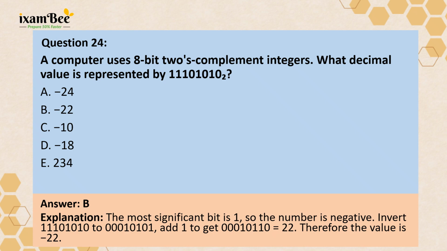Starting with 11101010, inverting gives us 00101010. Now adding 1 gives us 00010110. Converting that binary value to decimal, that's 16 plus 4 plus 2, which equals 22. So the magnitude is 22, and since we already established the sign is negative, the represented value is negative 22, which is answer B.